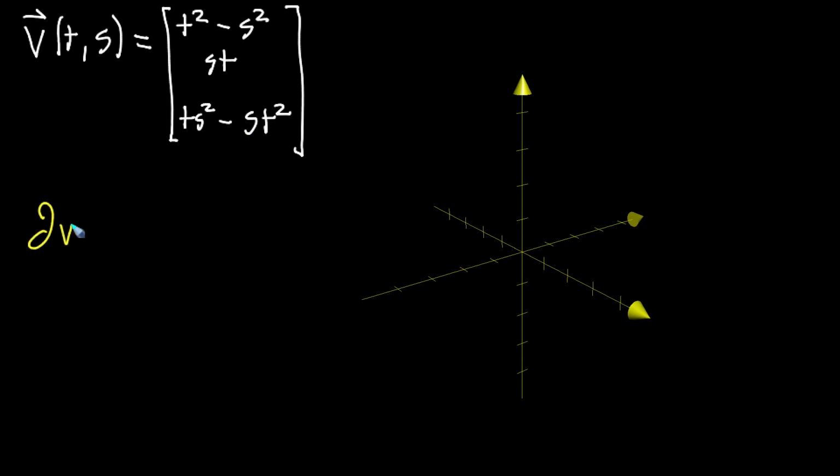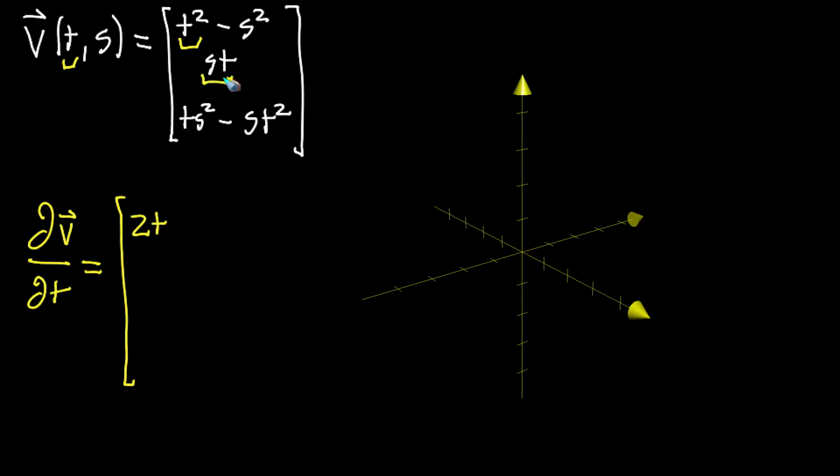It will look like partial of v with respect to one of its input variables, and I'll choose t, with respect to t. And you just do it component-wise, which means you look at each component and you do the partial derivative to that, because each component is just a normal scalar-valued function. So you go up to the top one, and you say t squared looks like a variable as far as t is concerned, and its derivative is 2t. But s squared looks like a constant, so its derivative is 0.